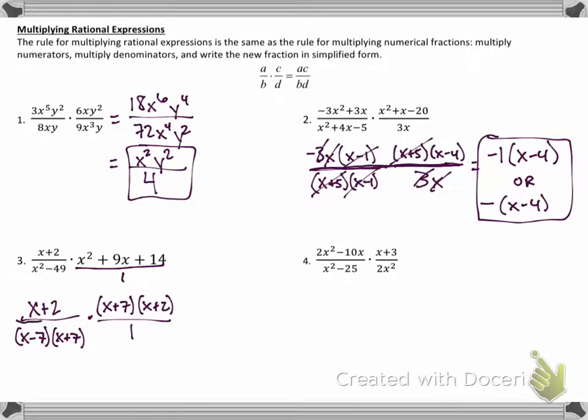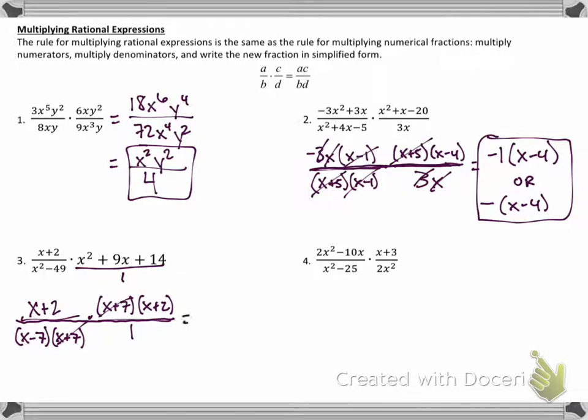So once again, I'm going to connect my fraction bars, make it one big problem. The x plus 7s will cancel, and that's it. In this case, you have two x plus 2s in the problem, but they're on the same side of the fraction bar. They're both on the numerator. They will not cancel because they're both in the same part of the fraction.